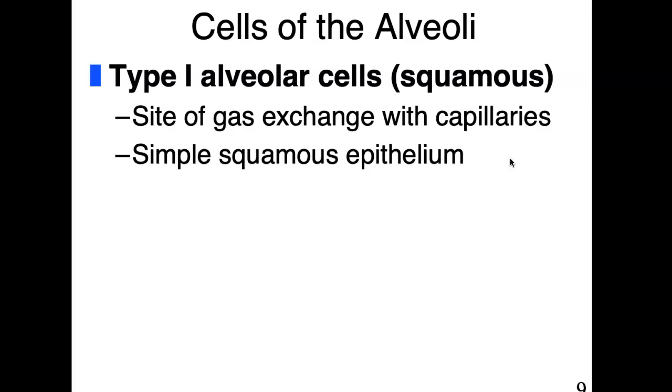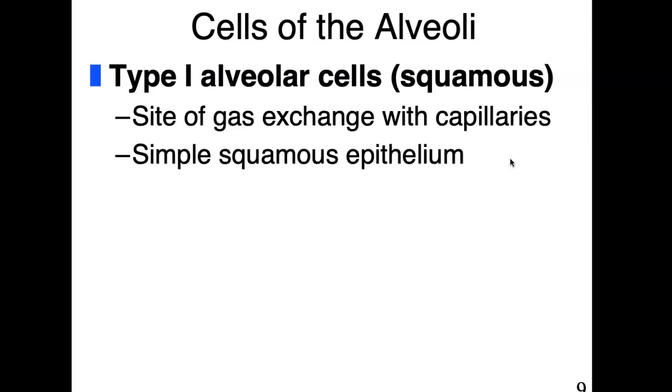Cells of the alveoli, let's look at those. What are inside those little grape-like pockets? The first type is the one that's most frequent, most common. It's type 1 alveolar cells. They're squamous cells, and this is the actual site of gas exchange with the capillaries.